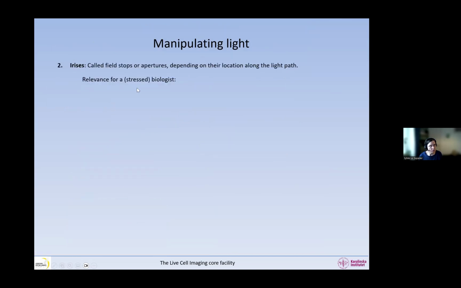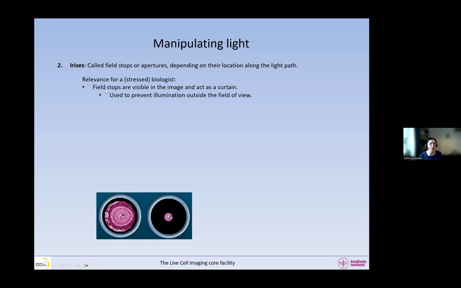So how is that relevant for us? We have field stops and apertures depending on where they are along the light path, and how is that relevant? Well, field stops are visible in the image. We can use them, for example, to prevent illumination outside the field of view. And this is used a lot in transmitted light microscopy, but it's also used in fluorescence microscopy, but maybe you do not see it because it's automatic on your microscope. Might or might not, it depends on what you do with the camera.